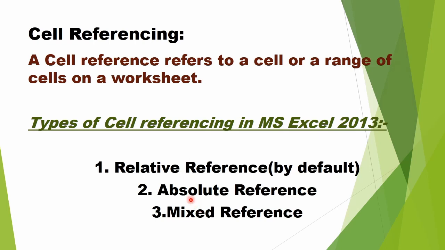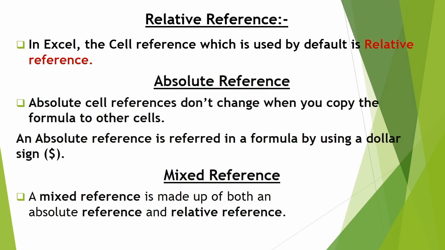And absolute cell reference, what is that? It begins with a dollar sign. And mixed cell reference is the combination of relative cell reference and absolute cell reference. Relative cell reference: just to tell you, in Excel the cell reference which is used by default is relative cell reference. It is very simple and general type of cell reference.